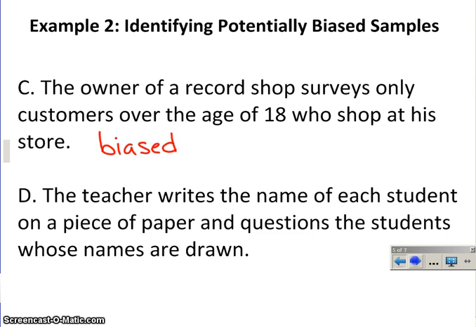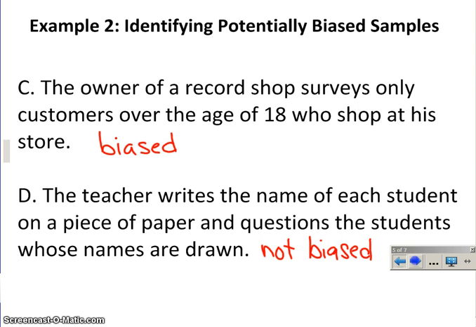All right, D, the teacher writes the name of each student on a piece of paper and questions the students whose names are drawn. Well, this is very fair, so not biased, because every single student has their name in there and has the same amount of chance of being drawn. So the teacher's asking randomly. All right, hopefully you're starting to kind of get the hang of this.